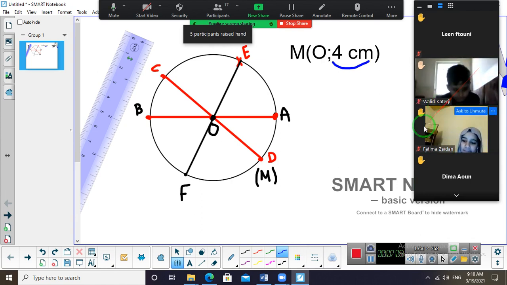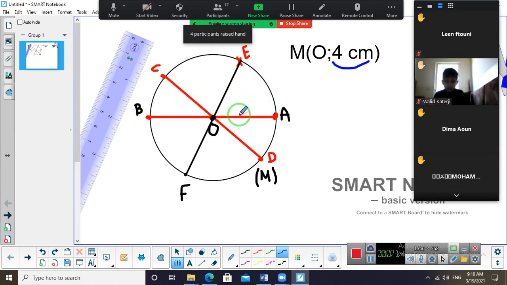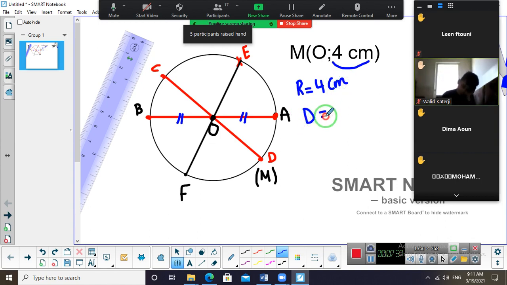Yes, 4 centimeter. So look, I told you that AB is a diameter. This is 4. And this is 4. 4 plus 4 is 8. So the radius is 4. If you see radius, I will write it with the letter R, the symbol for it: 4 centimeter. And diameter by D: diameter equals 8.